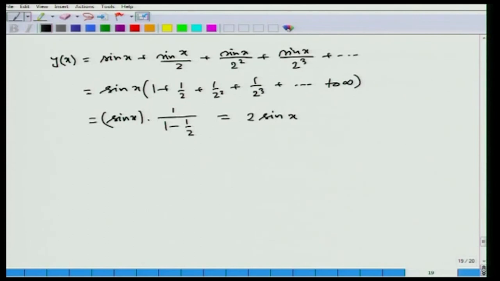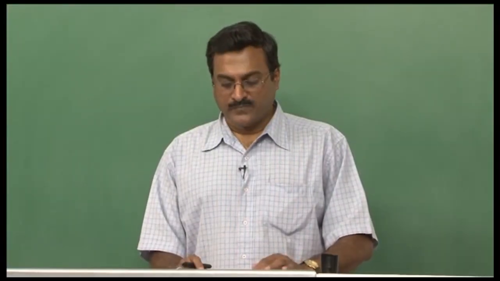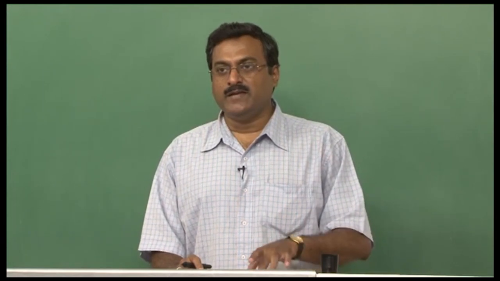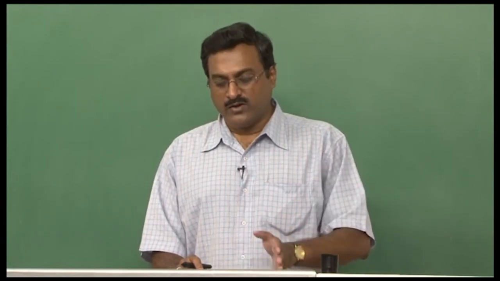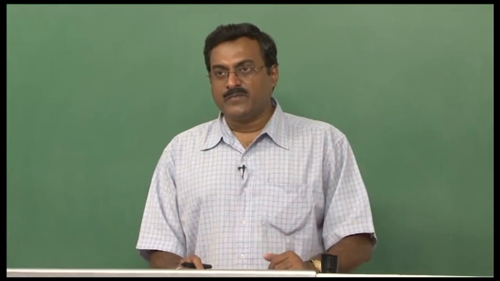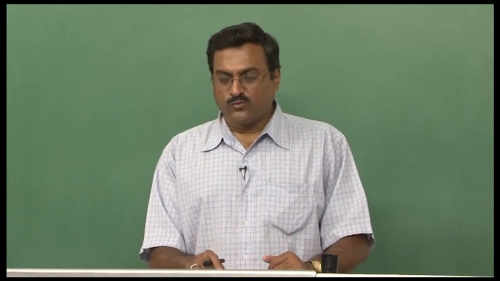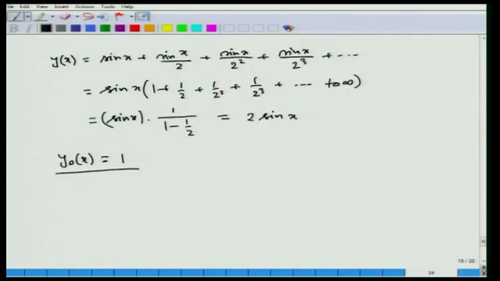And just as an example, you can obtain the same result by assuming y0(x) equal to 1. In that case, y1(x) will not come out to be 0, it will be sin x, y2(x) will be sin x plus sin x by 2, and so on. And ultimately, the sequence yn(x) will be convergent to y(x) as n tends to infinity, and the answer will be the same as what we have obtained here, that is 2 sin x.